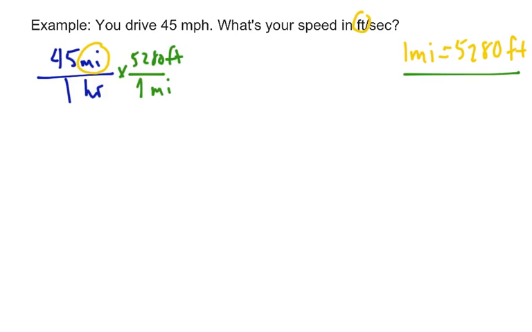The other thing about it is that I've used this fraction with the feet on top and the miles on the bottom. I could have done it the other way around, with the miles on top and the feet on the bottom, and it'd still be multiplying by 1. But I want the miles on the bottom because of what we just did in the last problem. I'll have that factor that's the same. Miles on the top, miles on the bottom. They cancel each other and just leave us with feet.